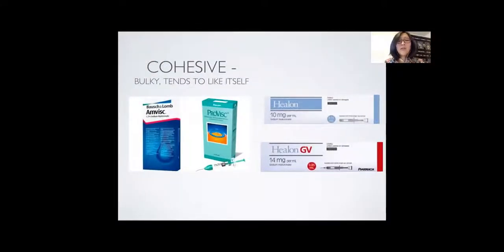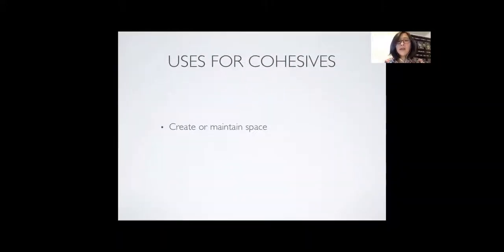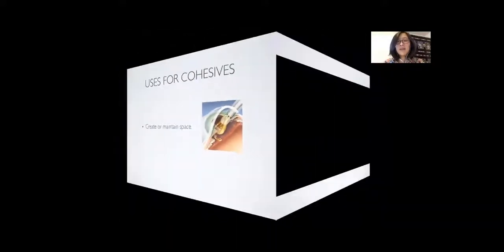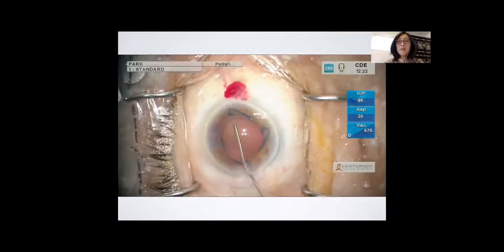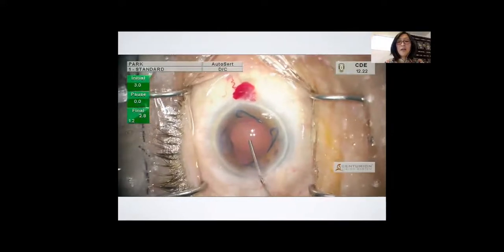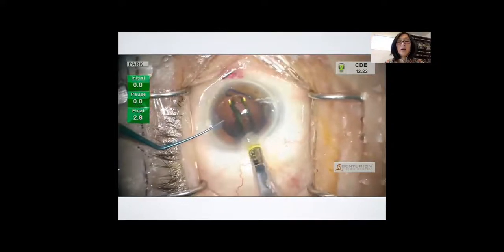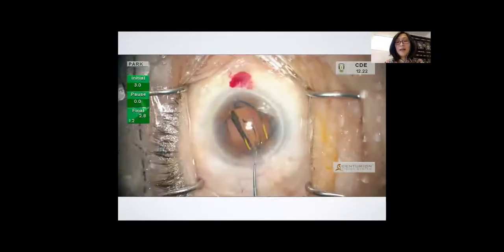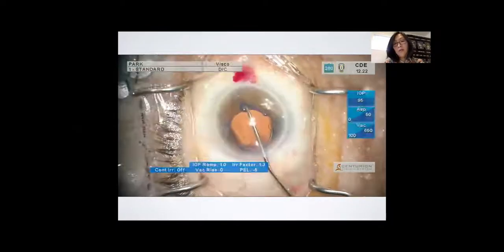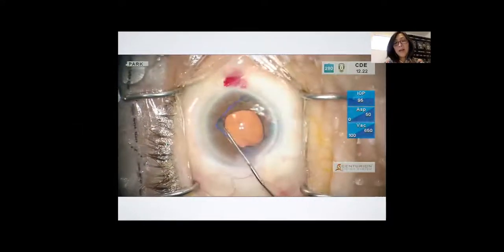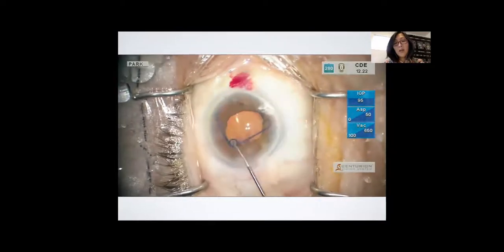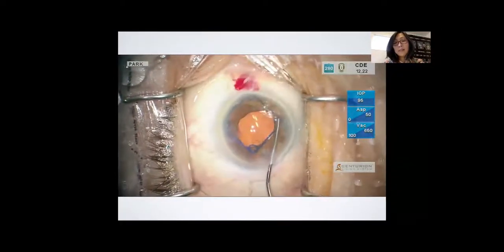These are categories of cohesives, like Provisc, Healon. These are used to create or maintain space. And this is just a video showing, I like to use cohesives in this case, a floppy iris syndrome case, where I've used a ring to push the iris back. Cohesive is nice to be able to put your lens in the bag very easily, and then maintain space in the anterior chamber in order to then go ahead and remove this ring easily.